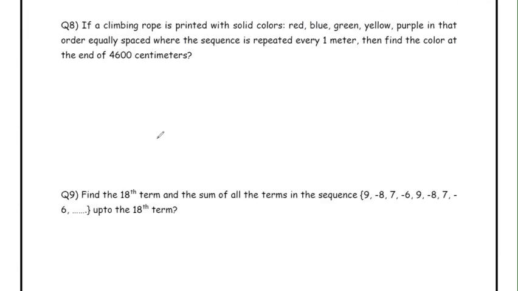Question 8. If a climbing rope is printed with solid colors, red, blue, green, yellow, purple, in that order, equally spaced, where the sequence is repeated every 1 meter. So 1 meter is, no, 100 centimeters. So 20, 20, 20, 20, 20, correct? So the question is find the color at the end of 4,600 centimeters. So 4,600 centimeters is 46 meters.